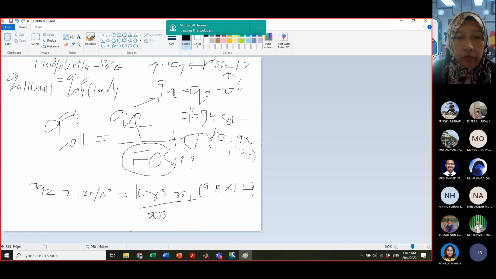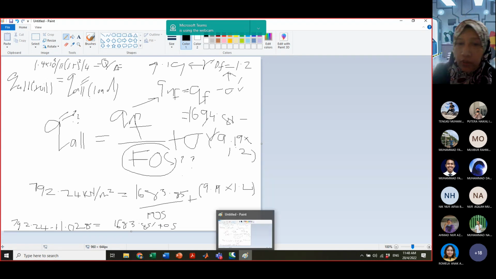Okay, can you solve that problem? Of course, yes. So maknanya nanti apa yang you perlu buat adalah 792.24 tolak dengan 9.19 darab dengan 1.2, iaitu 11.028, sama dengan 1683.85 bahagi dengan FOS. So I think that from here you dah tahu what is your FOS value.